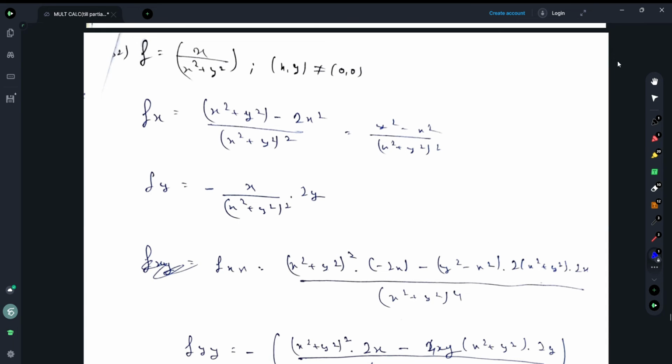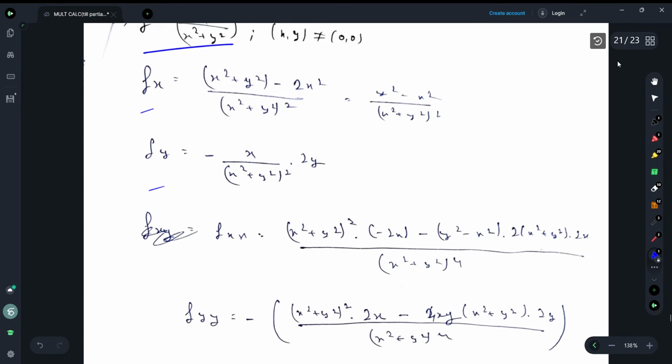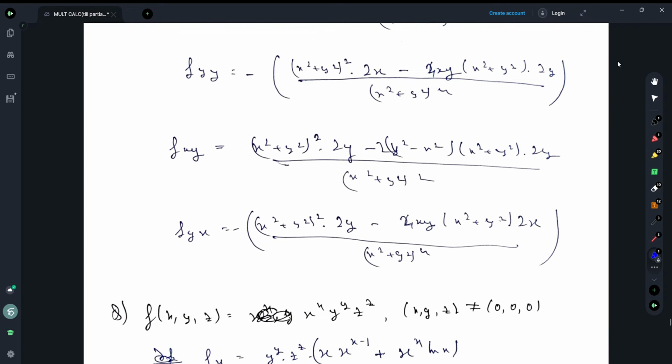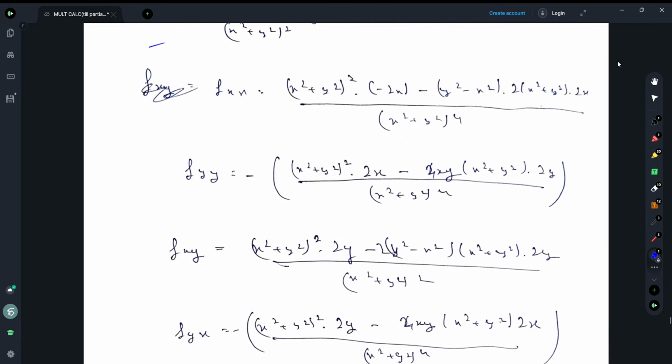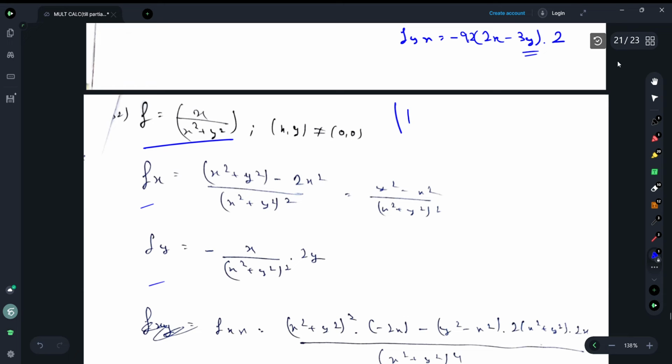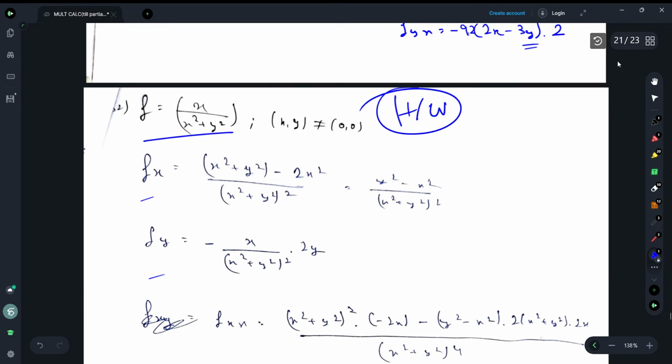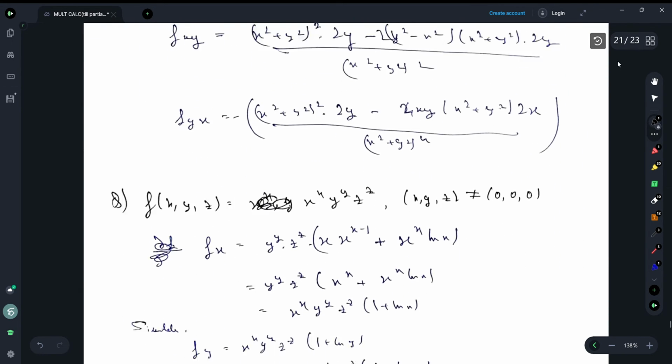So here you have one more problem. You are given this function f equals x over x square plus y square, where x and y are not equal to 0. You need to find fx, fy, fxx, fyy, fxy and fyx. This is homework. Okay, you can do it on your own. Let us check the next problem.